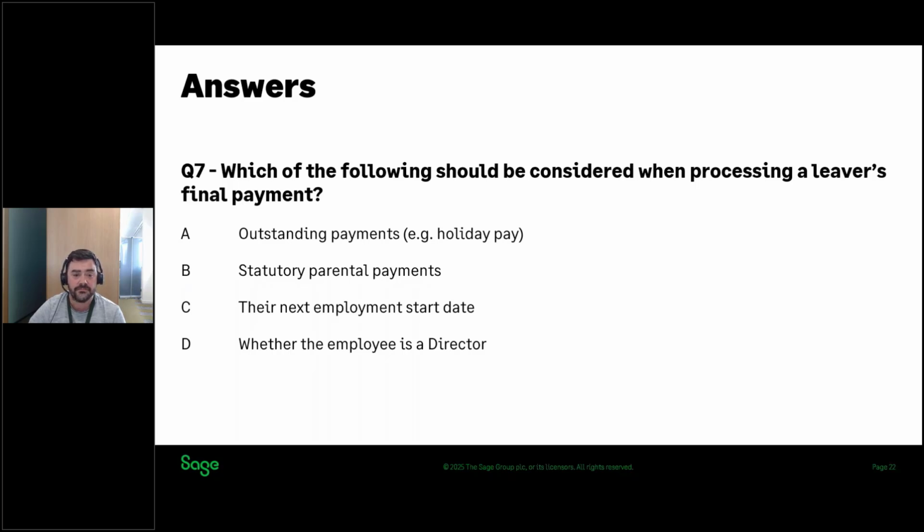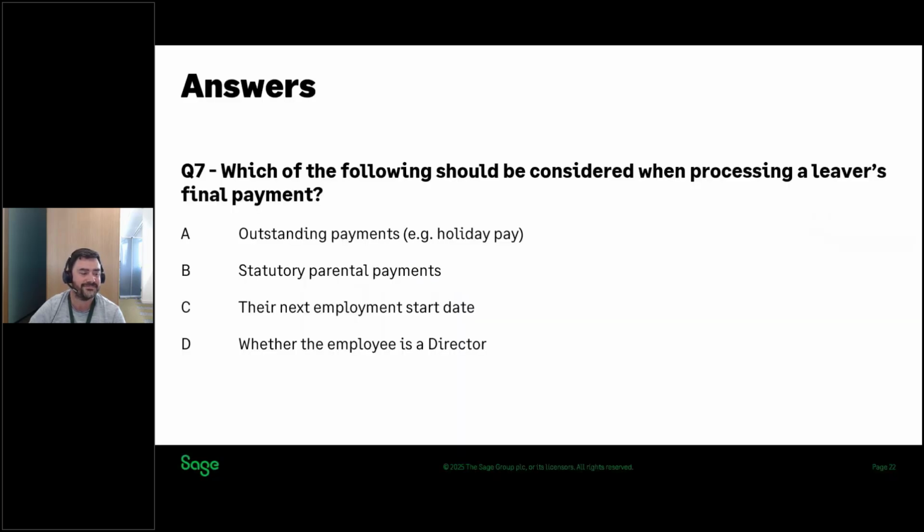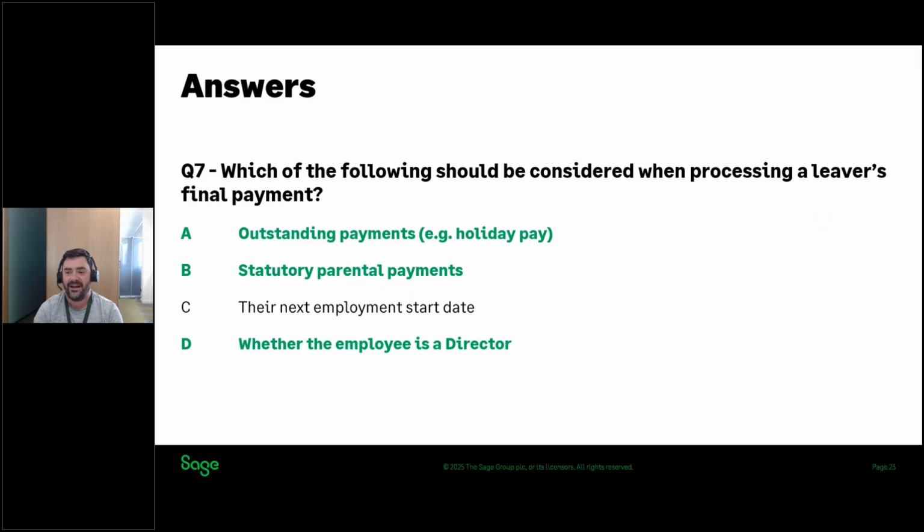Question 7 was which of the following should be considered when processing a leaver's final payment? So let's see what you thought on this one. So again, some good answers here, 94% outstanding payments. And then we've got statutory parental payments and whether the employee is a director. So let's check to see if you're right with that one. And you were spot on. So A, B, and D are the correct answers for that question.